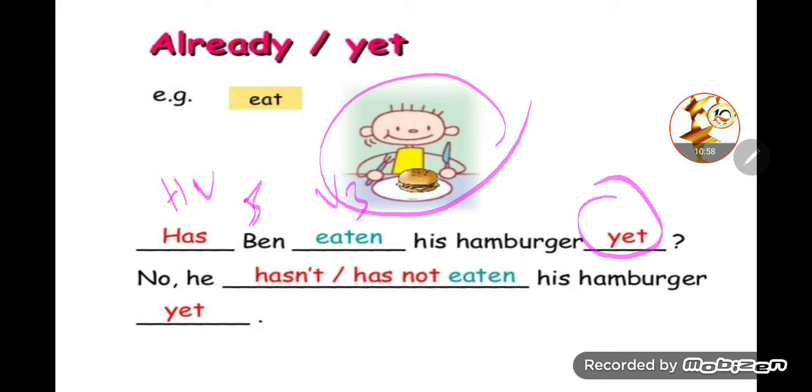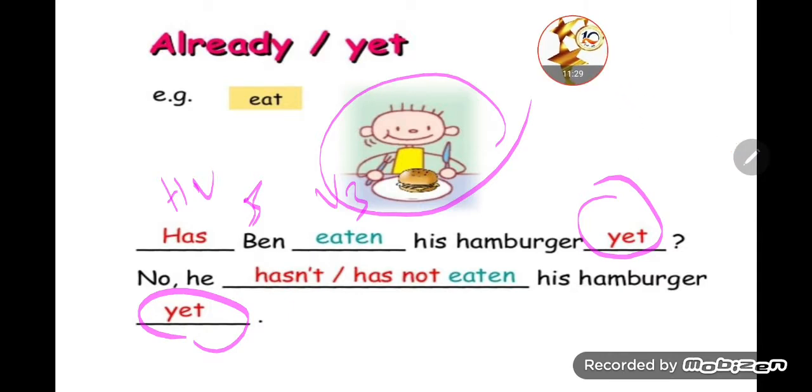At the end of the question. If my answer is no, I would say no, he hasn't or has not eaten his hamburger yet. If my answer is yes, I would say yes, he has eaten his hamburger already, or yes, he has already eaten his hamburger. But notice the picture, he hasn't finished the action. He hasn't finished the eating action. Yet, not yet. So my answer is going to be no. He hasn't or has not eaten his hamburger yet.